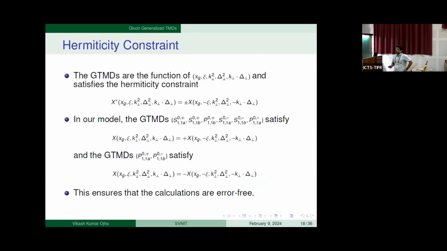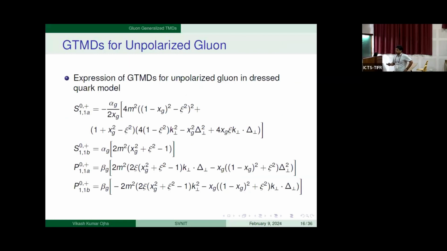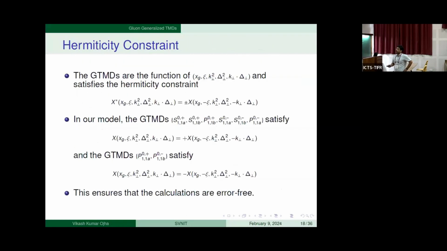Okay, so one thing is that we have obtained these 8 GTMDs. How can we be sure that these calculations are correct? There is a very important property that these expressions should satisfy: when xi goes to minus xi and k goes to minus k-perp, there should be a change of sign overall. So it should be either plus or minus.